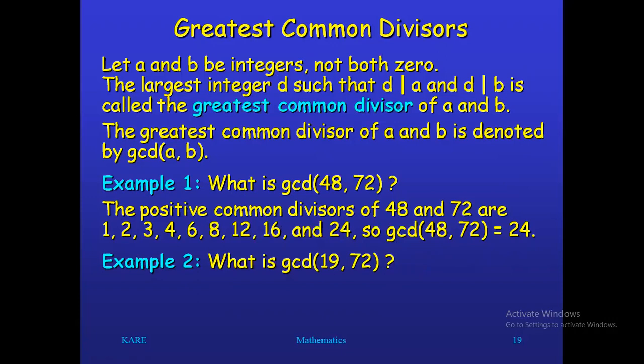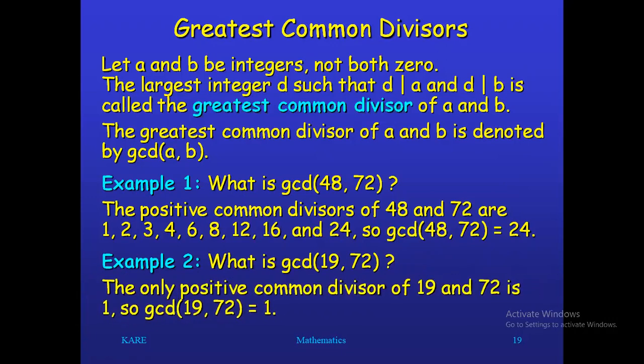What is the GCD of 19 and 72? What is the common number here? Only one number can divide both 19 and 72. That is 1. 1 alone will divide both 19 and 72. So the GCD of 19 and 72 is equal to 1. Only one number is there, and it is the greatest common divisor.